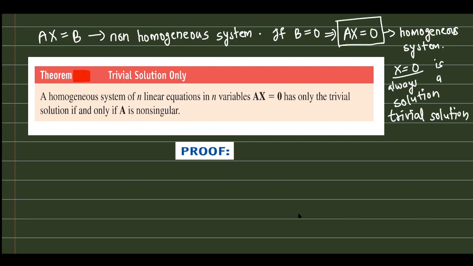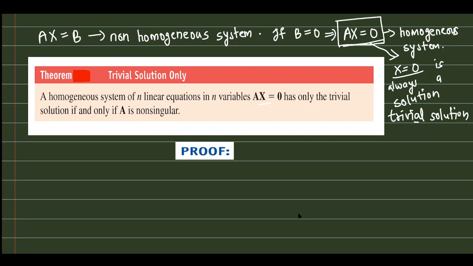So for a homogeneous system, that is a system of the form Ax equal to 0, x equal to 0 is always a solution and that is called the trivial solution. Now, we will once again see the statement of the theorem. A homogeneous system of n linear equations in n variables Ax equal to 0 has only the trivial solution if and only if A is non-singular. So it already has the trivial solution. Now it has only the trivial solution if A is non-singular. So we will prove the sufficient part here.